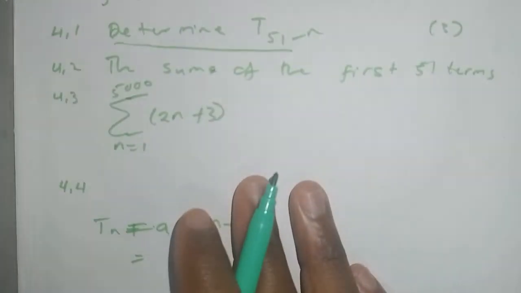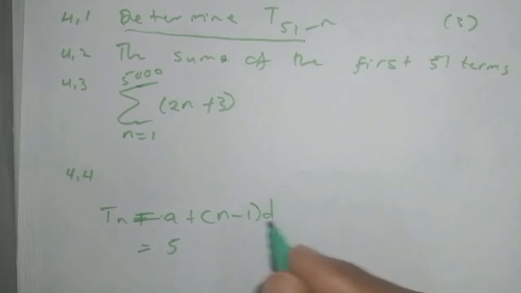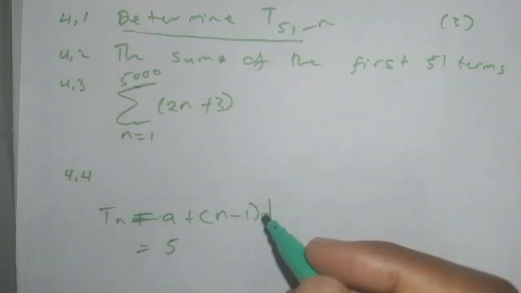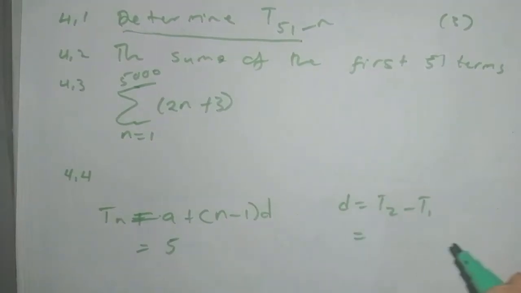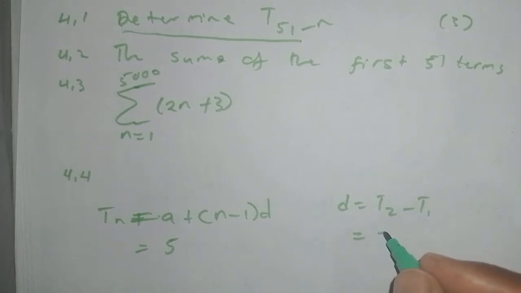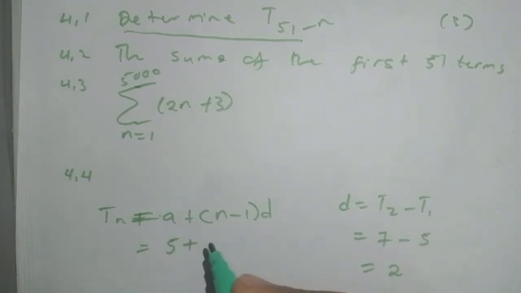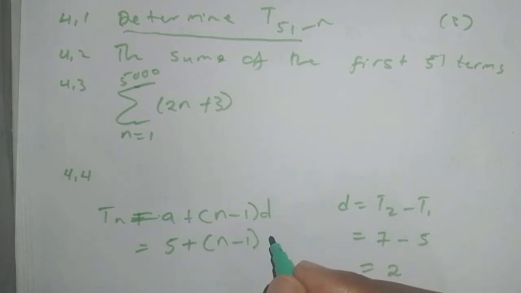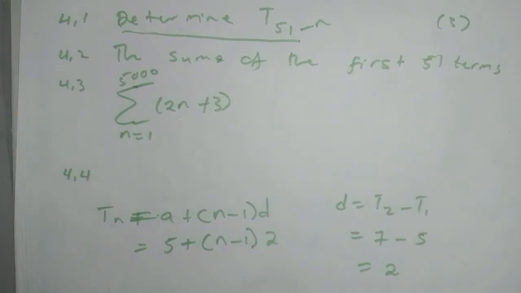We have our first term, which is 5. But we don't have D. We need to calculate the value of D, the difference. Remember D equals T2 minus T1, because we are still talking about a linear pattern. T2 is 7 minus 5, which gives me 2. Then we continue to write our equation, n subtract 1. This is 2, that is our difference.